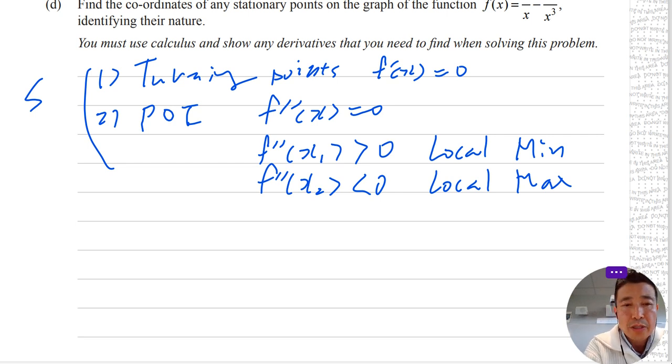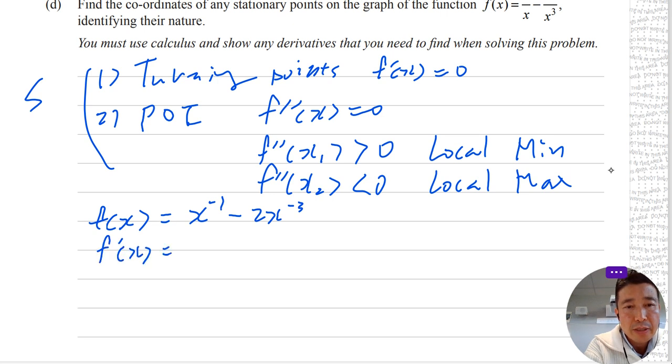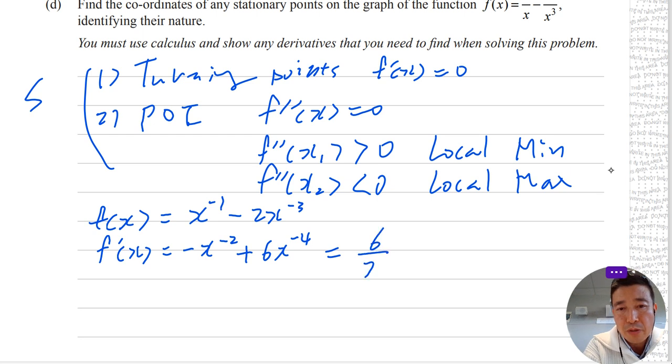Now, to solve this question, I would change that function to negative indices. So 1 over x is x to the power of negative 1, minus 2 over x cubed is 2x to the power of negative 3. That's easier to differentiate. So negative x to the power of negative 2 plus 6x to the power of negative 4. In other words, I'm going to write this as 6 over x to the power of 4 minus 1 over x squared.